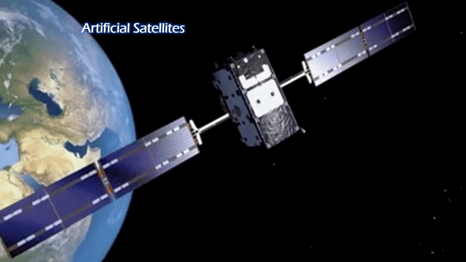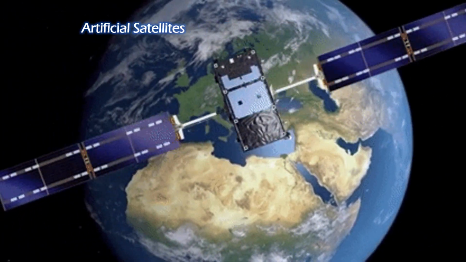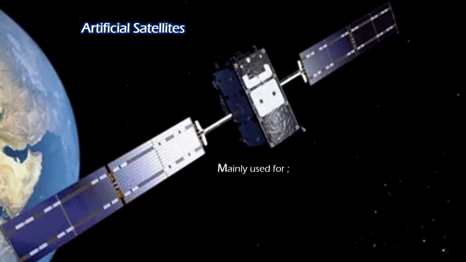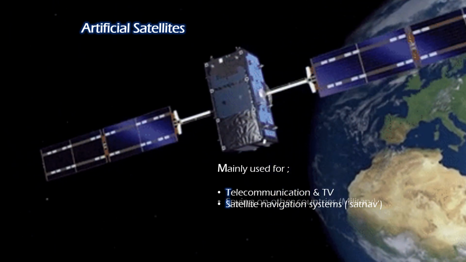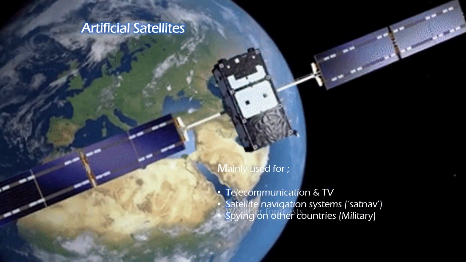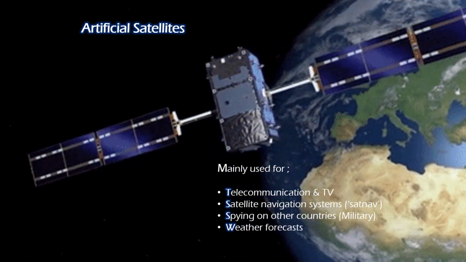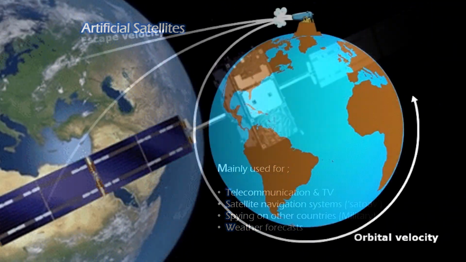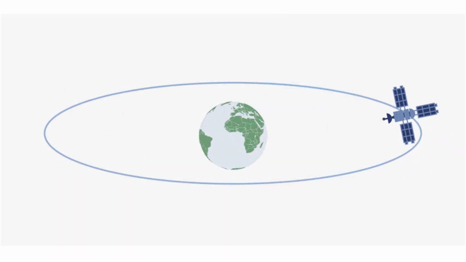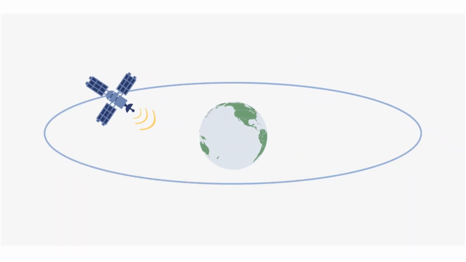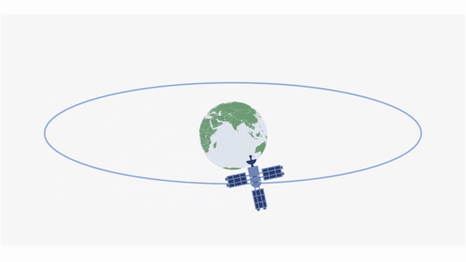Artificial satellites have been sent by humans for various purposes, mainly for telecommunications and television, then for satellite navigation systems, which we call SatNav, and for military applications or for weather forecasts. If the satellite has enough escape velocity, it could leave the Earth's gravitational field and continue in a straight line. But if its forward velocity is balanced by the centripetal acceleration due to the Earth's gravity, then it follows a circular orbit around the Earth.